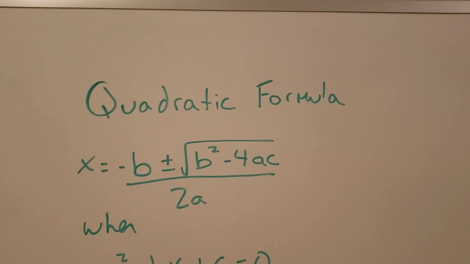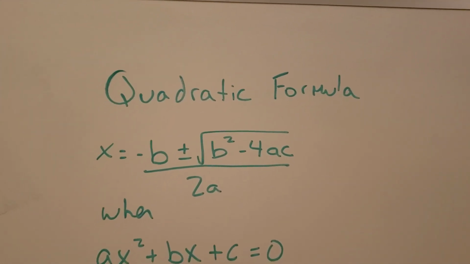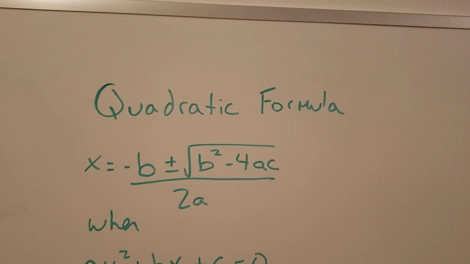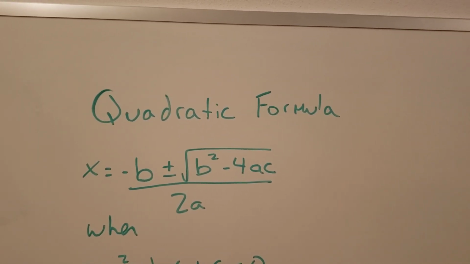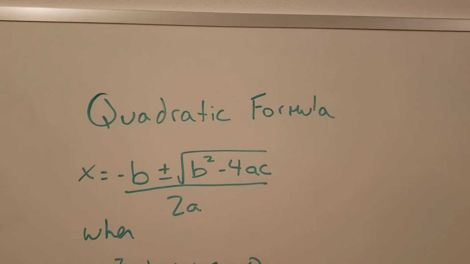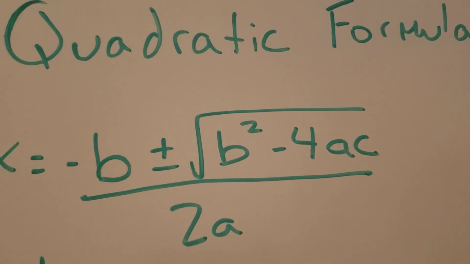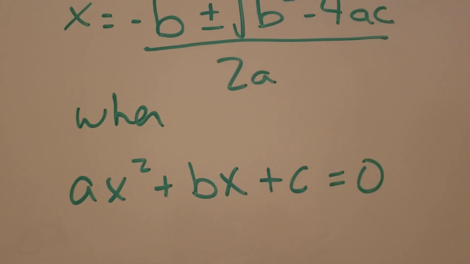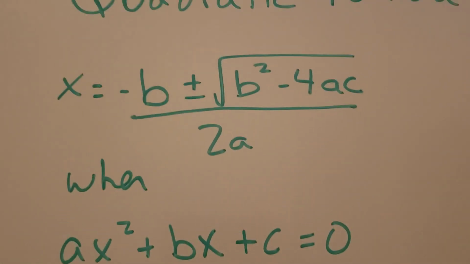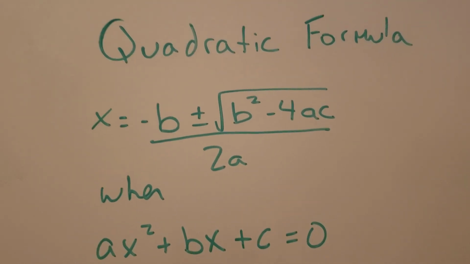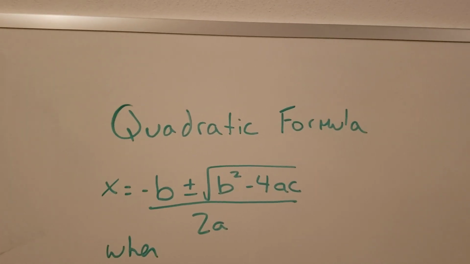So let's talk about what the quadratic formula is. Last time we talked about completing the square, which is kind of a difficult manipulation of an equation to solve a difficult quadratic equation. This time we can just use this formula right here. As long as we have our equation set up like this, we can use this formula and it'll give us the answer to a quadratic equation, which is why it's called the quadratic formula.